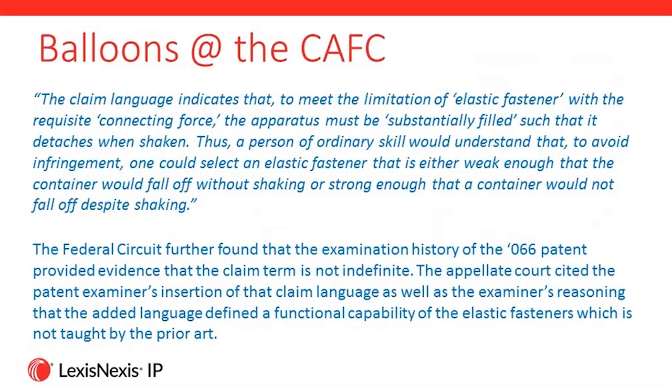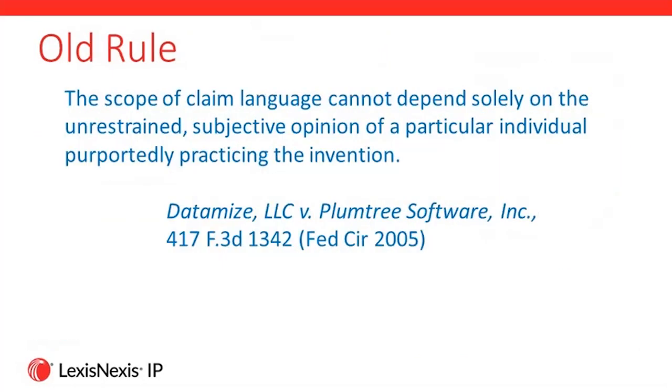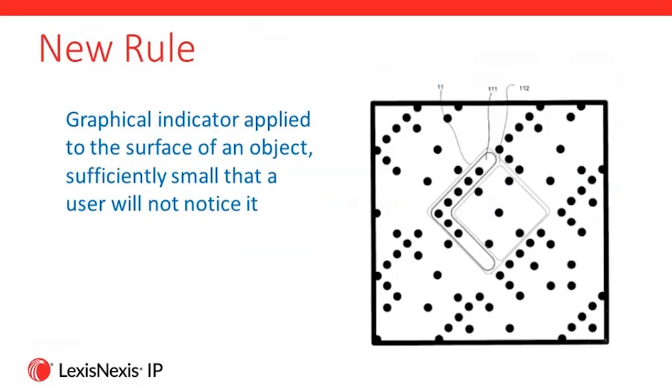So you have to have a good spec. And that's right. All right, so here's the Datamize case, and the old rule: the scope of the claim language cannot depend solely on the unrestrained subjective opinion of a particular individual. So that was Datamize from 2005. And then we get to the new rule, and this is a great case.